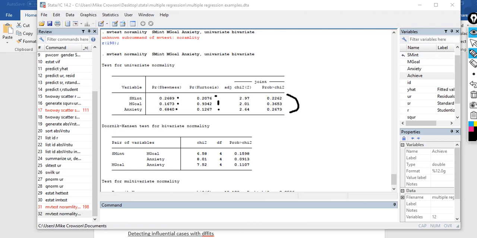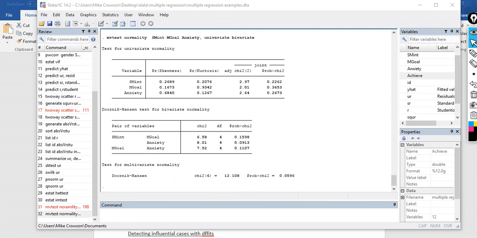We have tests of bivariate normality between subject matter interest and mastery goals, subject matter interest and anxiety, mastery goals and anxiety, and none of these are significant. So there's evidence that we're meeting the assumption. Well, our data are following a bivariate normal distribution, and then we also have the test for multivariate normality. So it's just basically looking overall among all those variables, is there a significant departure from multivariate normality? And it's a little closer on that one. It's 0.0596, but so that's a little something to kind of take into account.